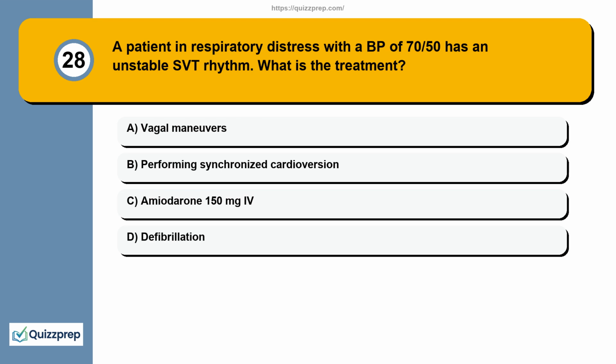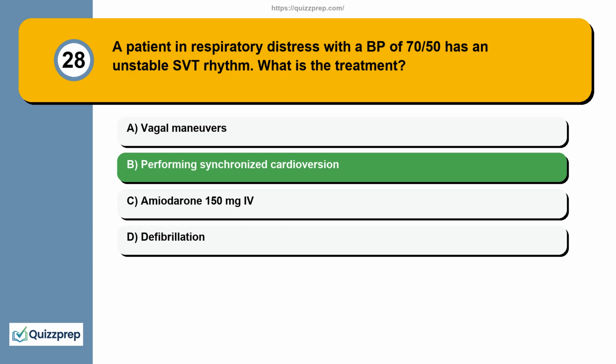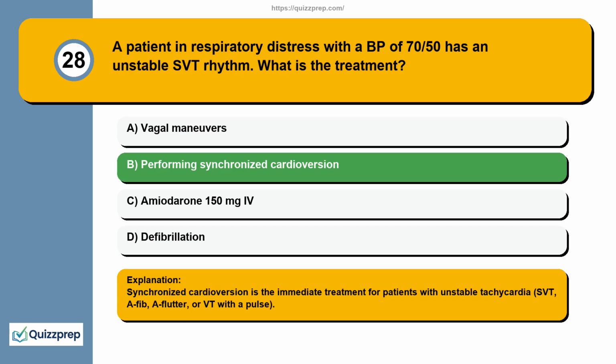Question 28. A patient in respiratory distress with a BP of 70/50 has an unstable SVT rhythm. What is the treatment? Vagal maneuvers. Performing synchronized cardioversion. Amiodarone 150 mg for defibrillation. Synchronized cardioversion is the immediate treatment for patients with unstable tachycardia, SVT, AFib, aflutter, or VT with a pulse.